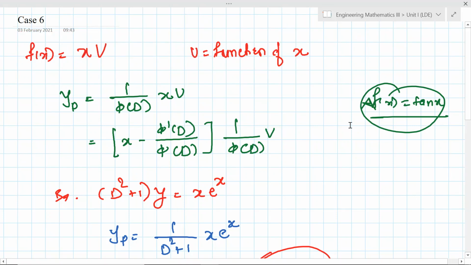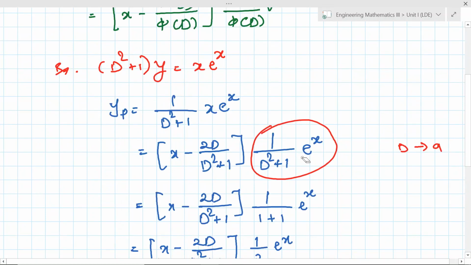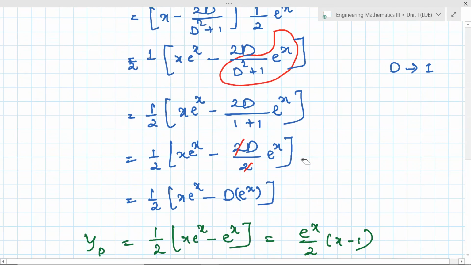Hope you have got this. Is there any doubt related to all the 6 cases? If you have, then please ask. Otherwise, we will move to the general examples related to this method. Is there any doubt?